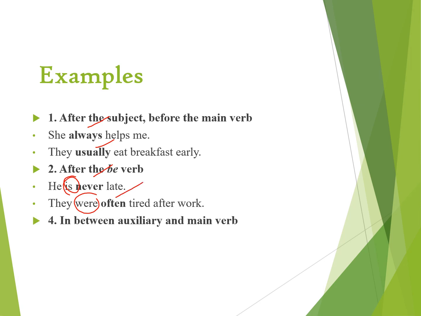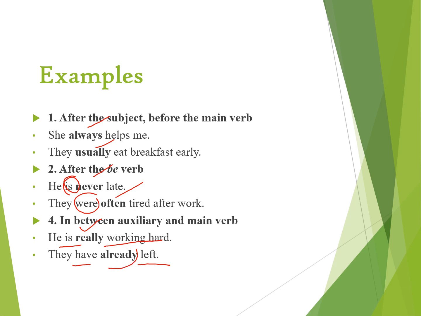In between auxiliary and main verb: he is really working hard. They have already left. So here, between the helping verb and main verb, the word really is used. Similarly, between have and the main verb left, the adverb already is used. These were the examples of mid-position adverbs. They usually come in the middle of the sentence.